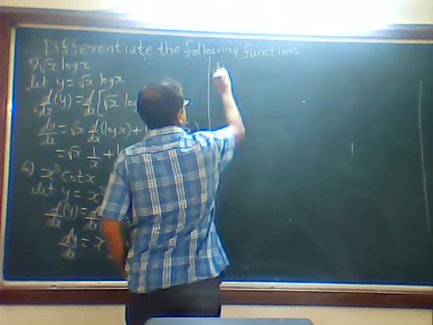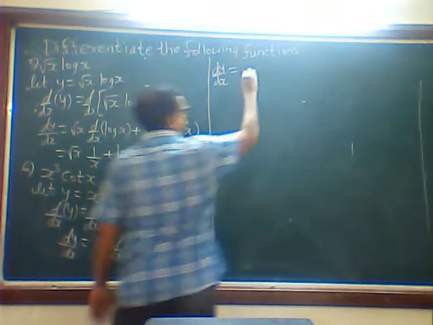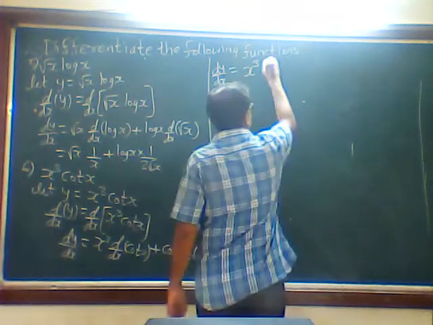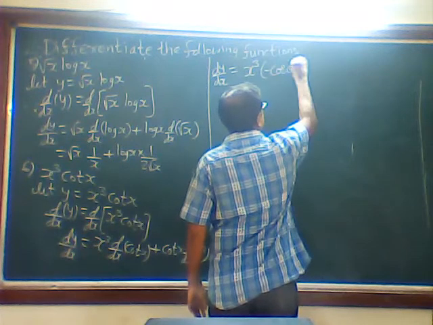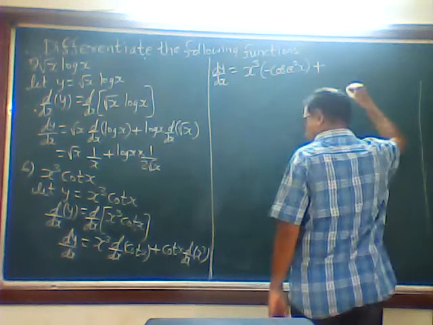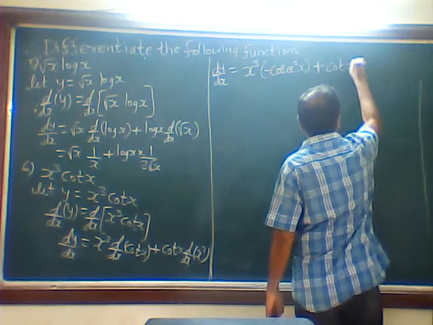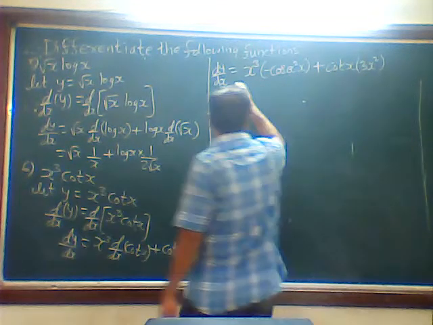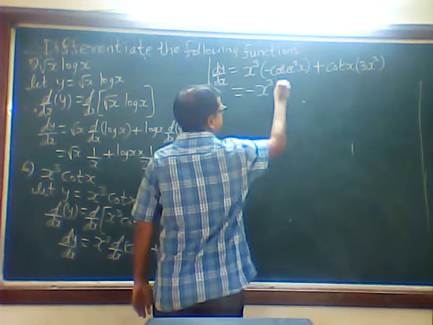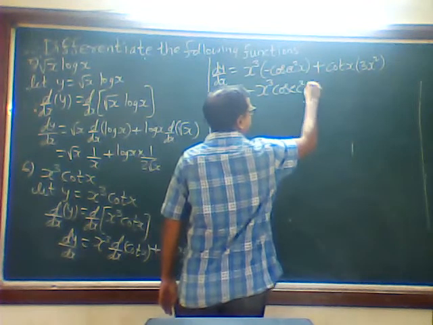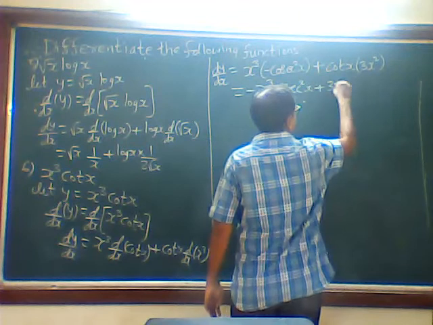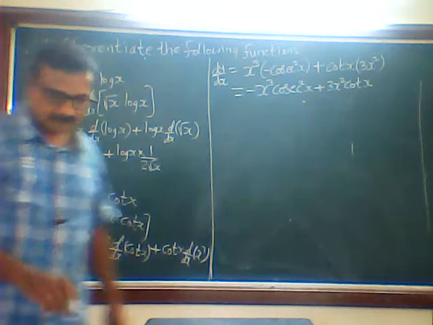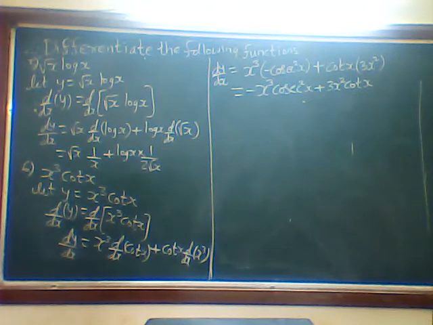So dy by dx is equal to x cube as it is, differentiation of cot x is what? Minus cosec square x, plus cot x as it is, differentiation of x cube is what? 3x square. Again if you want we can rewrite it as minus x cube into cosec square x plus 3x square into cot x. Okay, that is how it is.